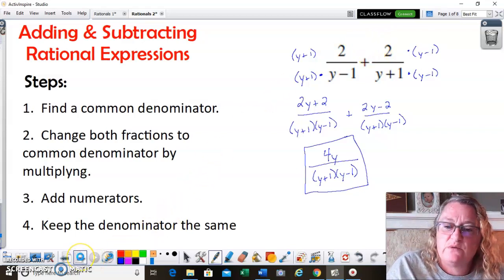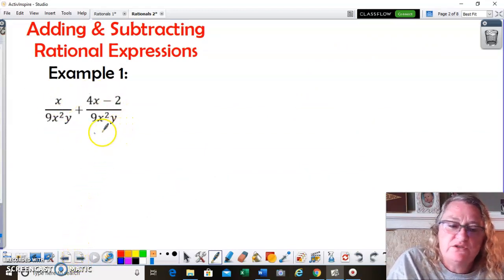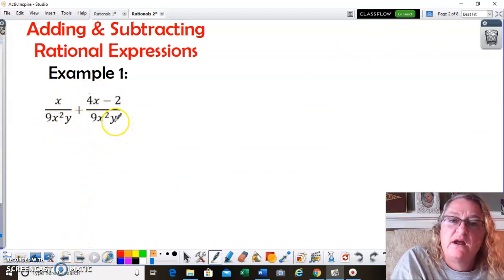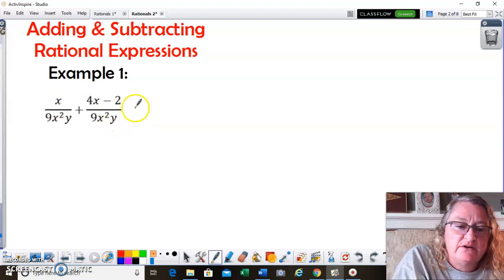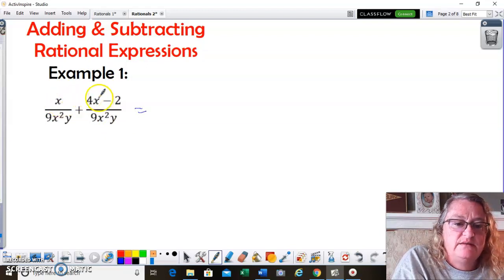So let's try it with some more difficult situation here. This one not so much. Okay, we have to get a common denominator, and you can see we already have a common denominator, so my job is just simply to add the numerators. So I have x plus 4x, which gets me 5x.